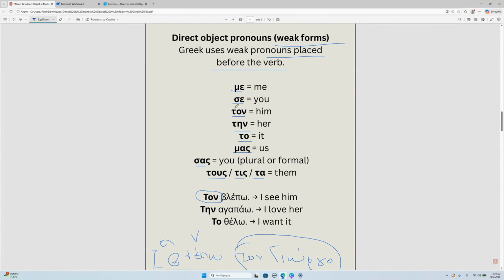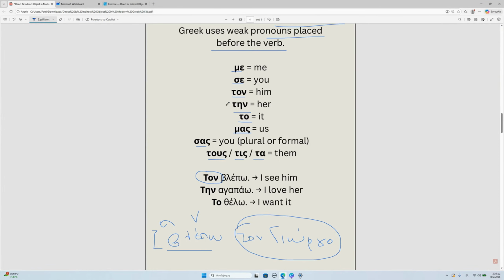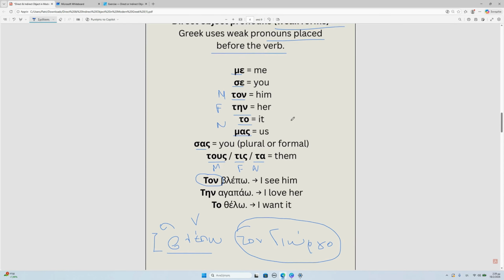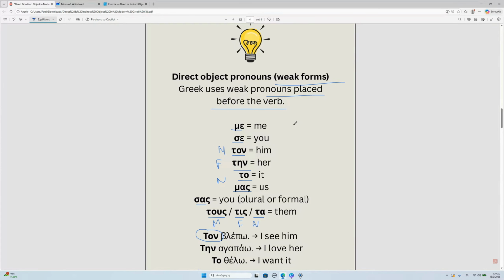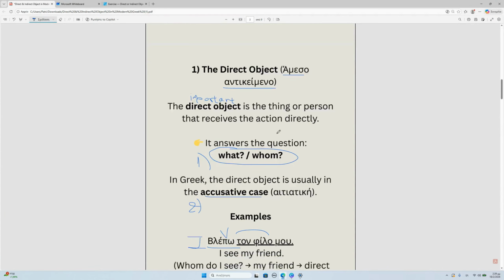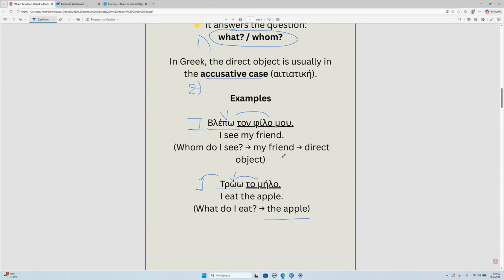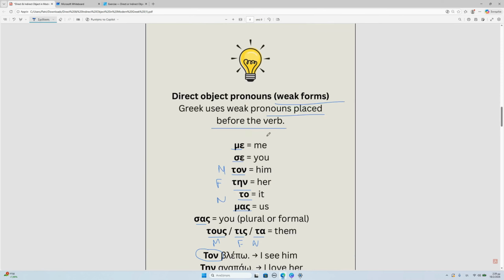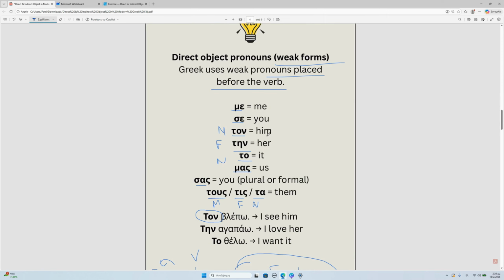And this goes also with the others for the plural: μας, σας, τους, τις, τα. This is for the masculine, this is for the feminine, and this is for neuter. This is for the masculine singular, this is for feminine, this is for the neuter. It's very easy. And this was the direct object in Greek. So we have the strong form and we have the weak form. The strong form, as we said, is the whole noun, and the weak form is when we don't want to repeat ourselves and it is placed before the verb.